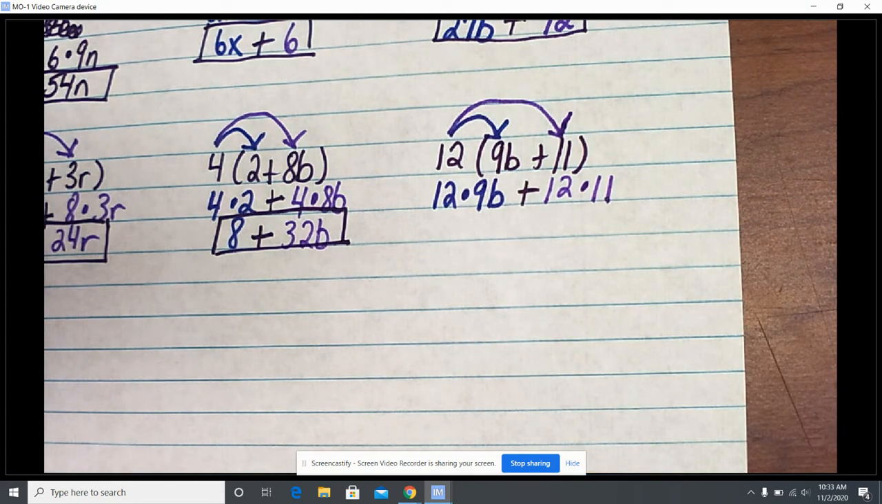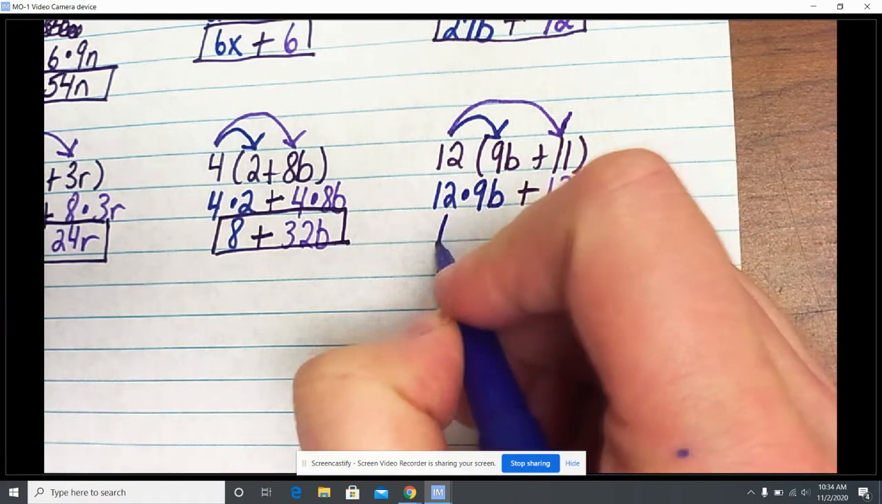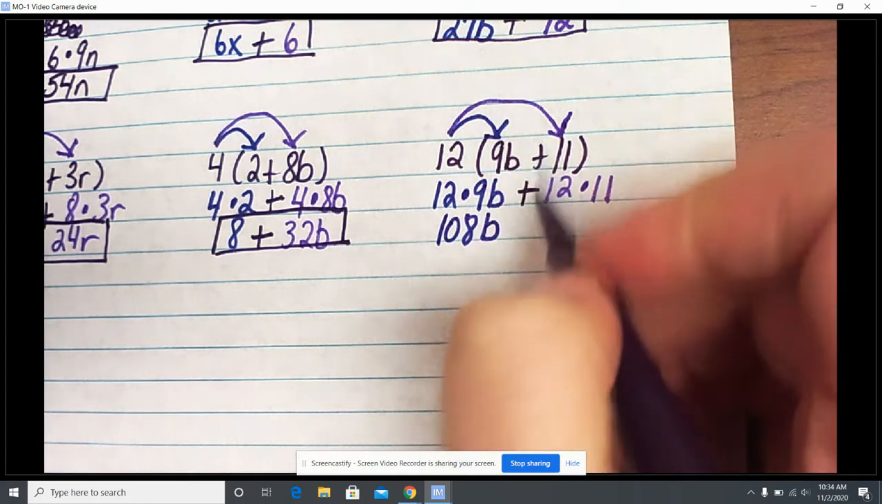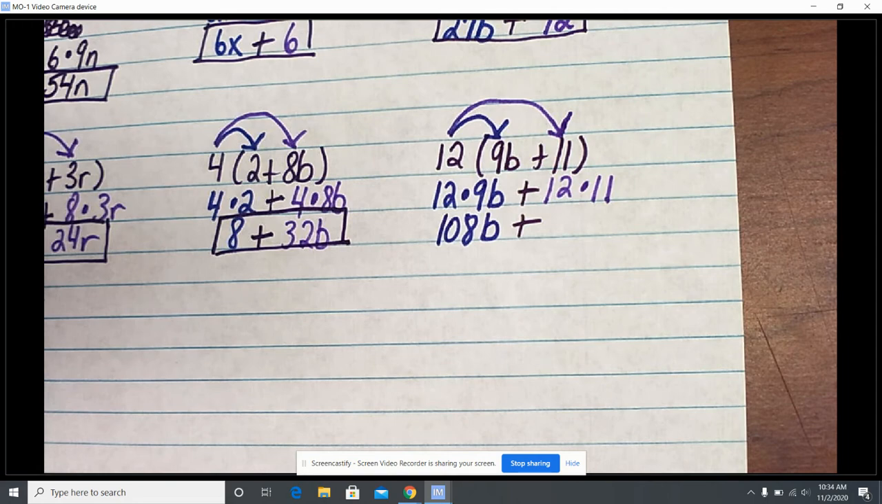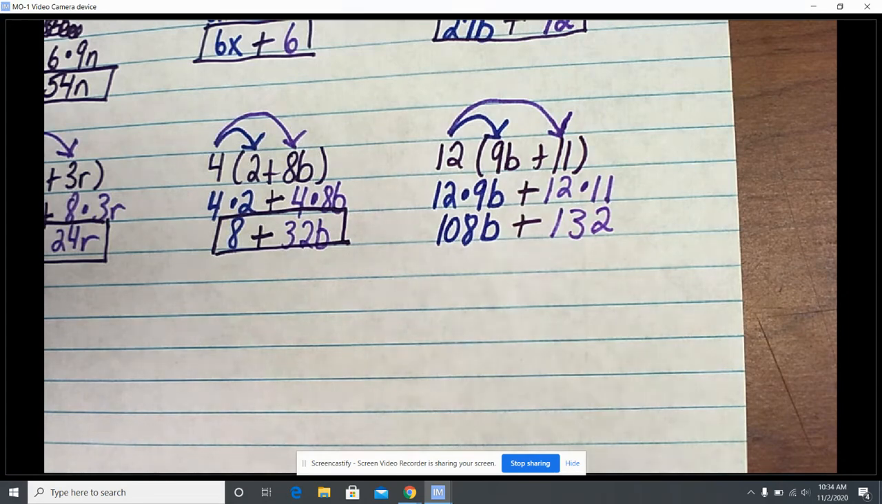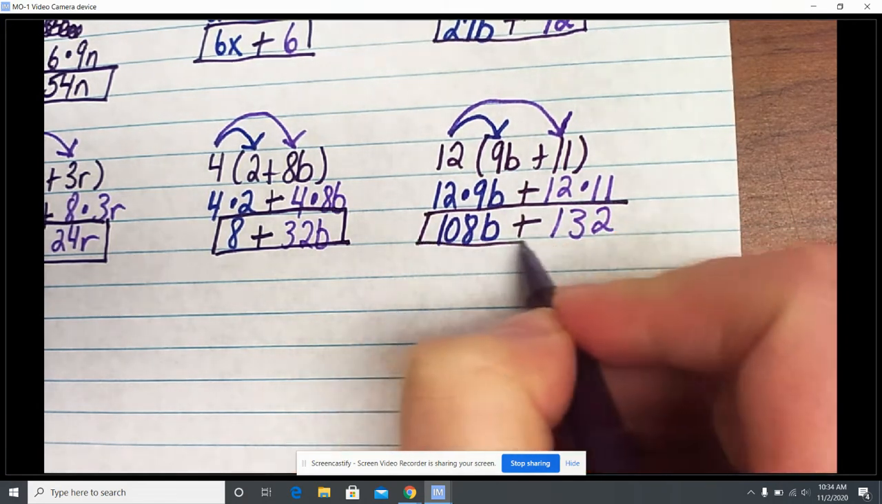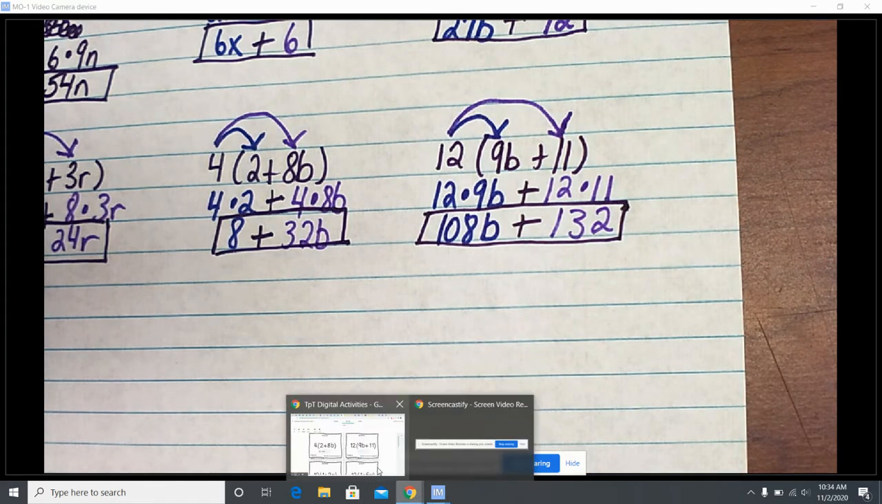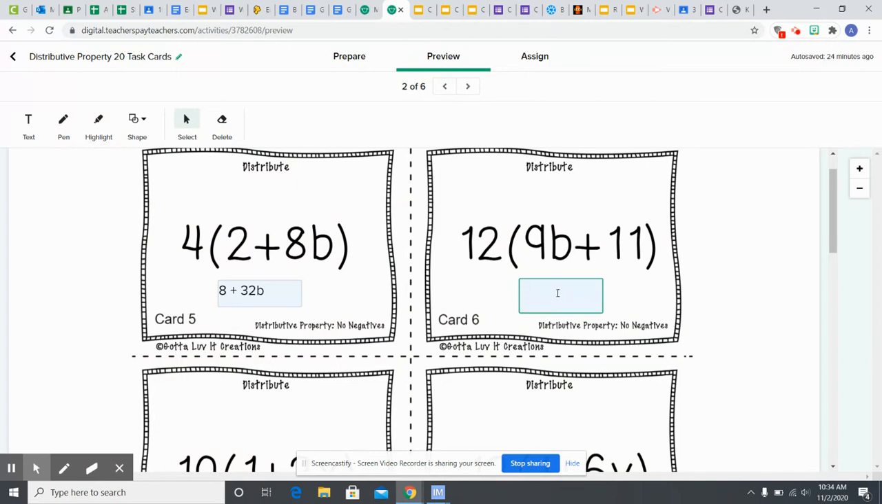All right, so we've got to work out our 12 times 9b first. So 12 times 9 gives me 108, and put my b with that, plus, and take 12 times 11, which is 132. So since these aren't like terms, we cannot add these. So 108b plus 132 is my answer.